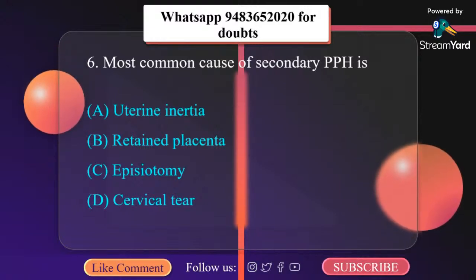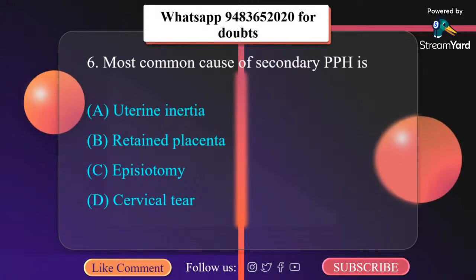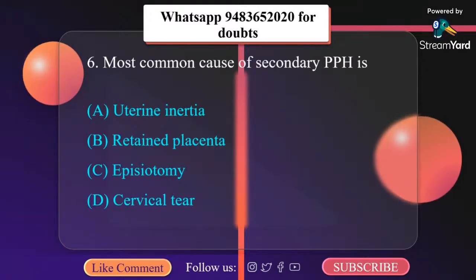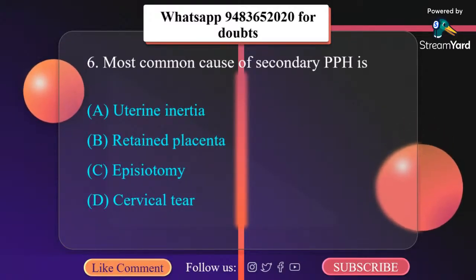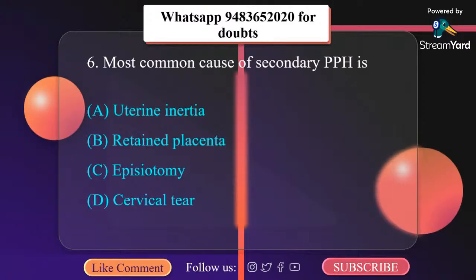So the most common cause of secondary PPH is A. Uterine inertia, B. Retained placenta, C. Episiotomy, D. Cervical tumor. It is retained placenta.